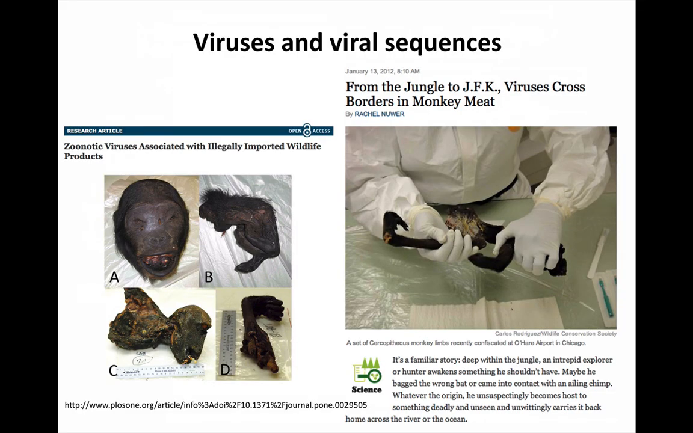And I want to illustrate this caveat in this slide. A number of years ago, a paper was published called Zoonotic Viruses Associated with Illegally Imported Wildlife Products. Now, it turns out that many wildlife products are illegally brought into the U.S. from various countries in the world, and some of them are shown here on this slide. You can see this is a monkey skull and various parts of monkeys' limbs. And here on the right is a set of monkey limbs confiscated at the airport in Chicago.